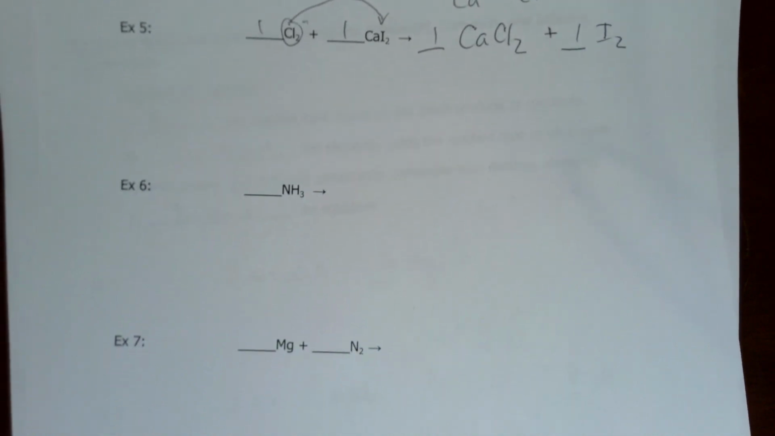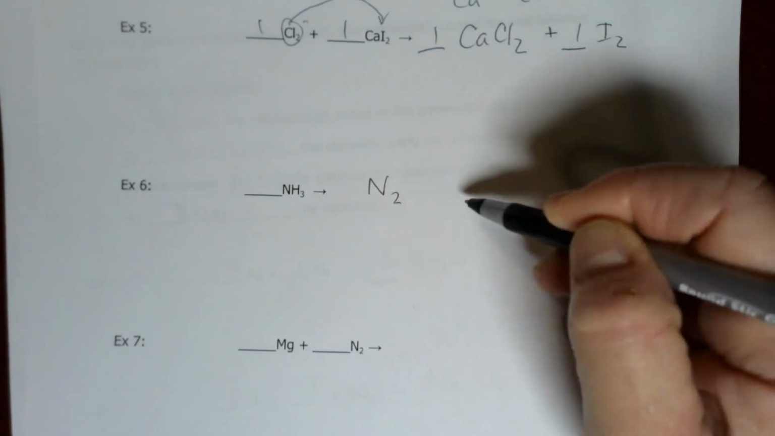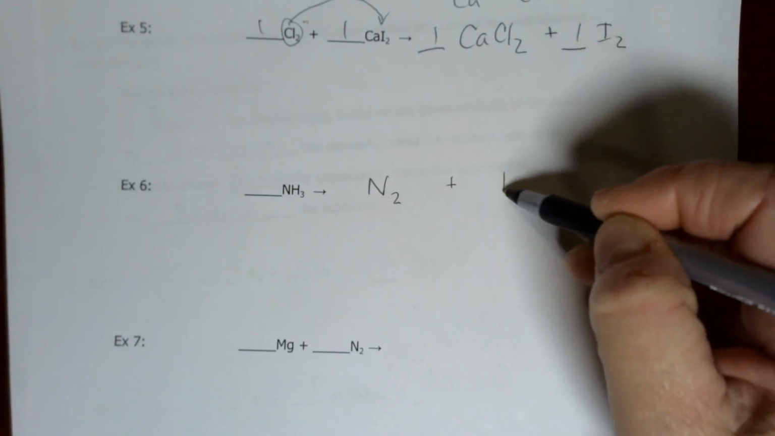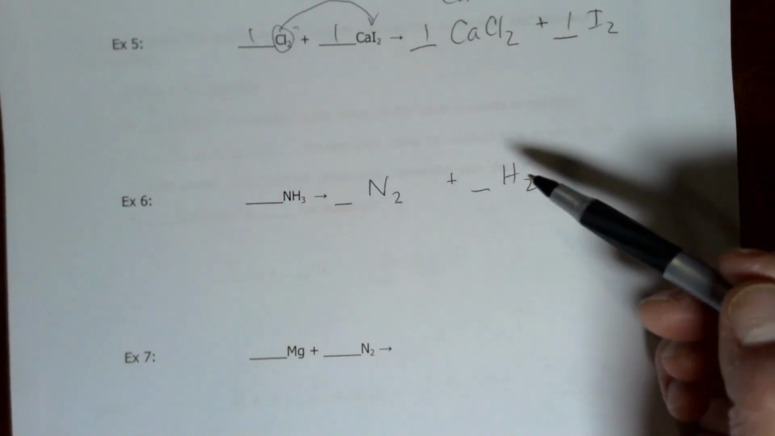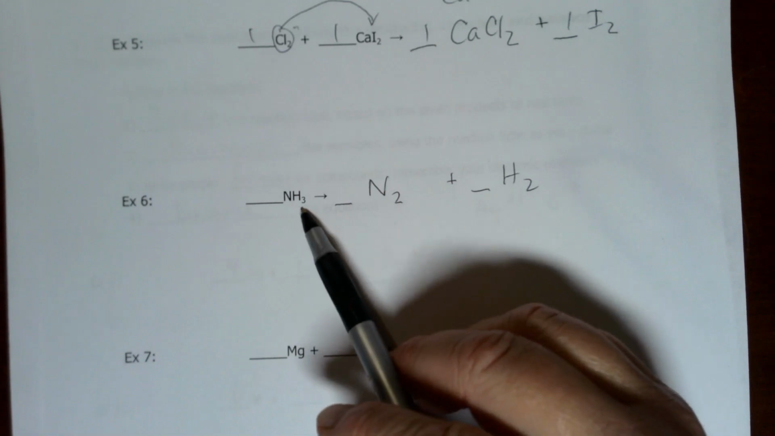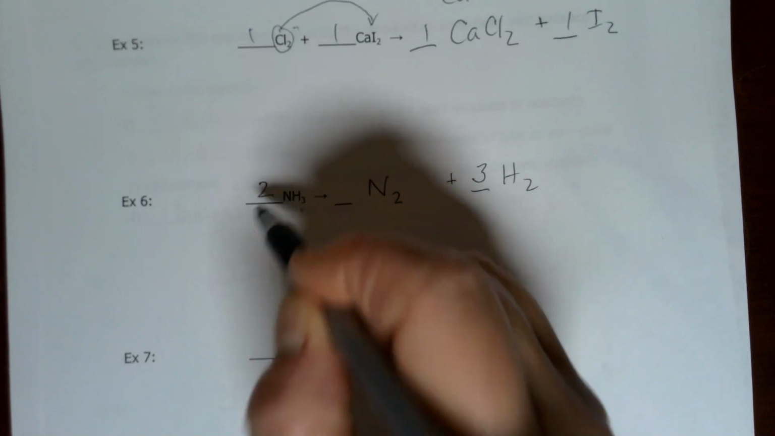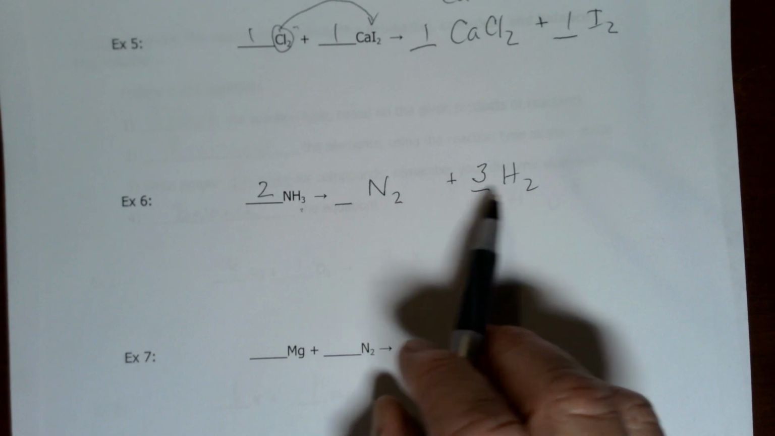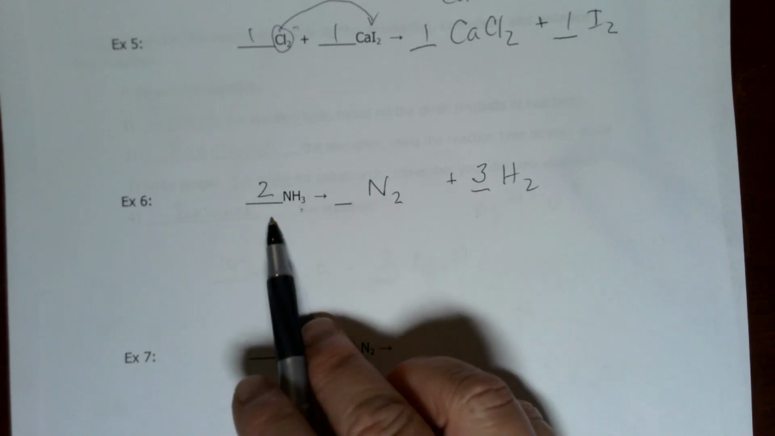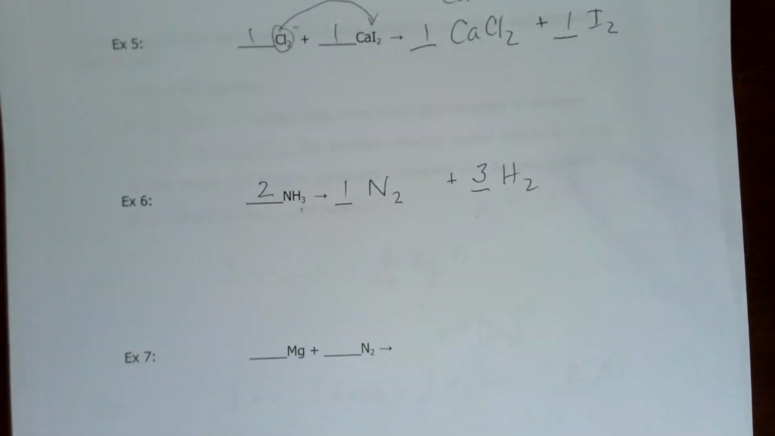Equation number 6, this is a decomposition. NH3 is going to break apart into nitrogen and hydrogen, both of which are diatomic. So this clearly needs balancing. I have 3 hydrogens on the left, 2 on the right. I'm going to need to balance the hydrogens by putting a 2 here and a 3 here. That's going to give me 6 hydrogens on both sides. And that automatically is going to give me 2 nitrogens, and so this equation is balanced.